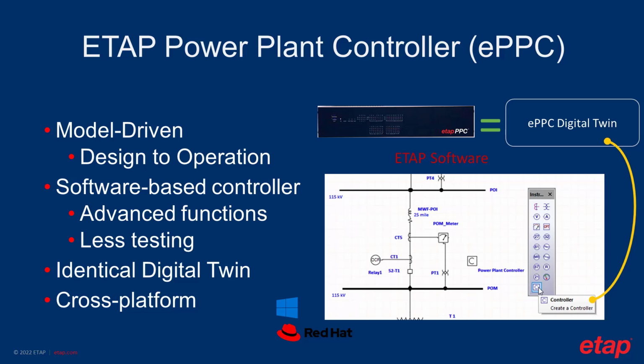The next key feature of ETAP PPC is that it is a software-based controller. And this allows us to define advanced functions for this controller, and it significantly reduces the testing that is required for validating it. Also, since this controller and the renewable power plant model is available in ETAP, we have an identical digital twin of the system. And this allows us to perform testing, validating, and modifying the logic of the controller very simply and effectively.